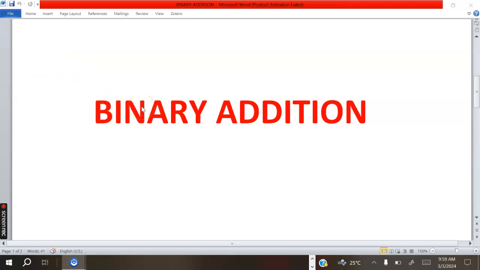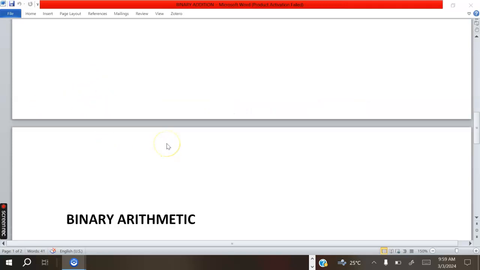We need to remember that a computer processes data by performing either of the following operations. It can either add, subtract, divide, or multiply. For subtraction, we will carry out through complementation, while for division and multiplication, we are going to use the shifting method. So let's go directly to binary addition.